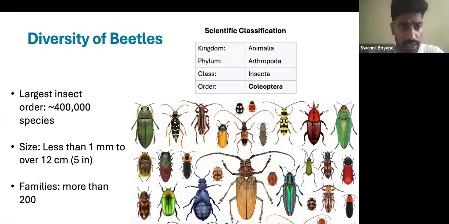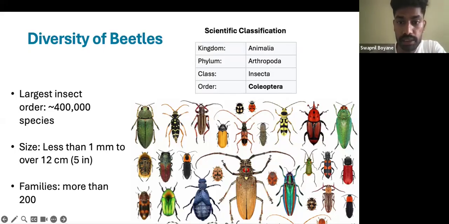As I said before, this is the largest insect order, and their size can range from less than 1 mm to 12 centimeters. Just to give you a comparison, many of us use a scale, right? That scale is like 15 centimeters. So imagine a 12 centimeter insect, which is almost the size of your hand.